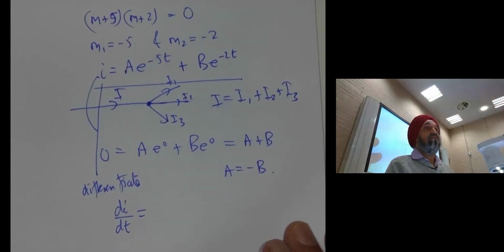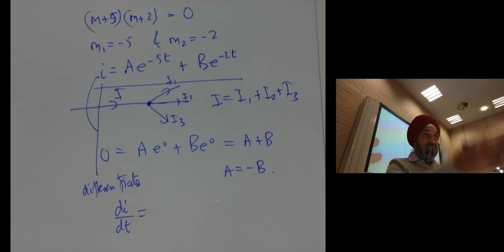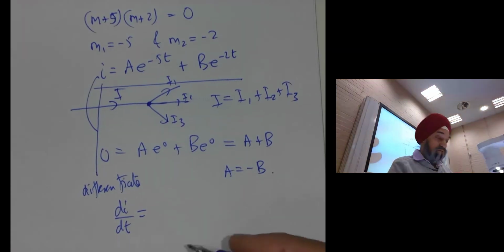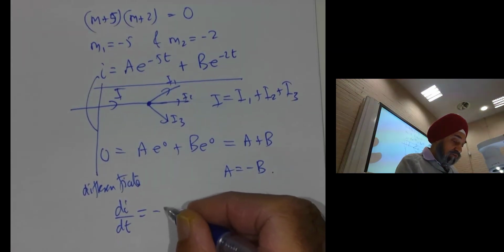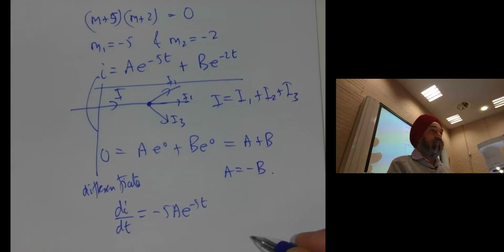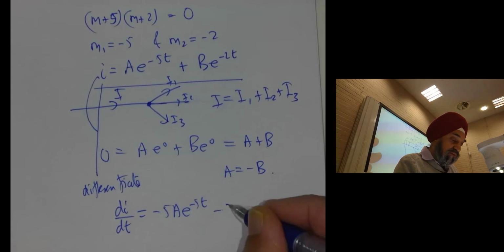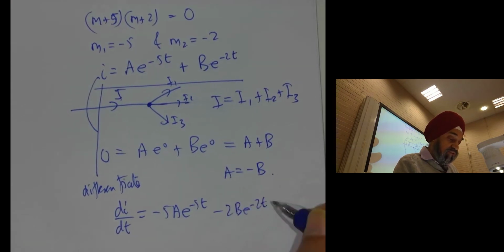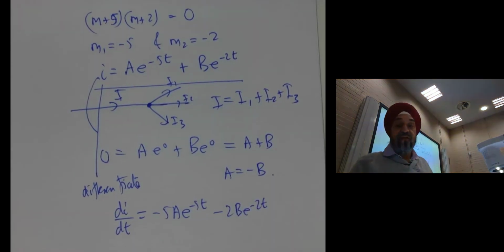If you differentiate this, what do you get? Go on, Mohammed. Minus 5a. Yeah, that's right. Minus 5a e to the minus 5t. Minus 2b. Yes, exactly. Minus 2b e to the minus 2t. Okay, that's what you get.